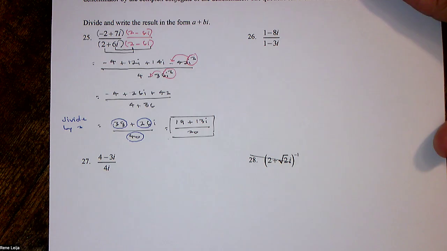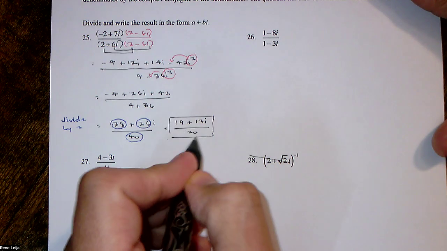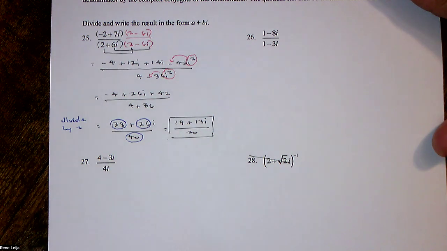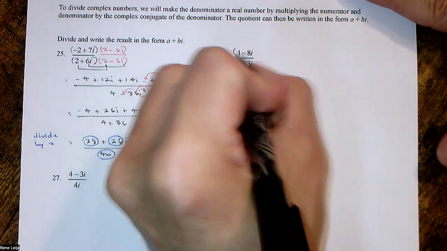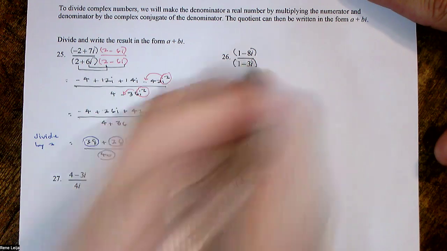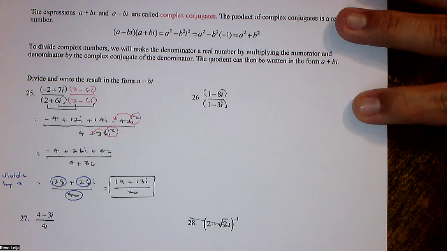Now, if Alex gets picky and wants it in pure a plus bi form, then you're going to have to split this apart: 19 over 20 plus 13 over 20 times i. But I think it should take that. Okay, so 26. You can pause the video here if you want.